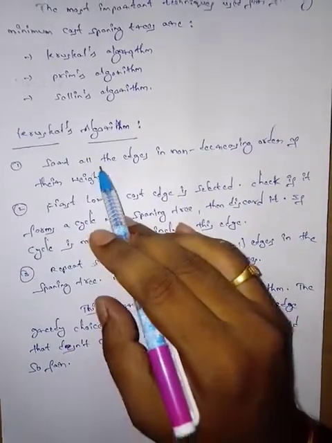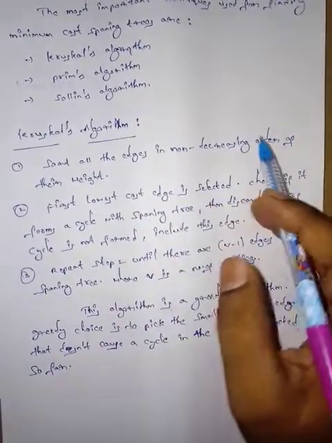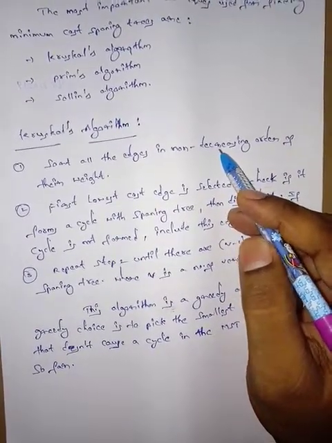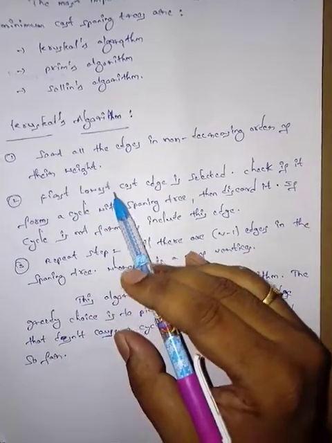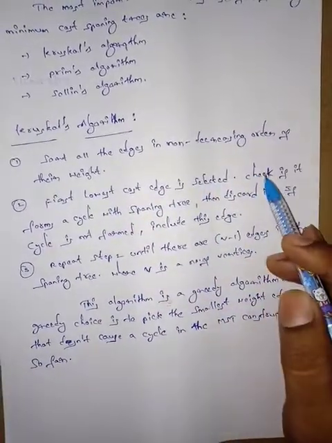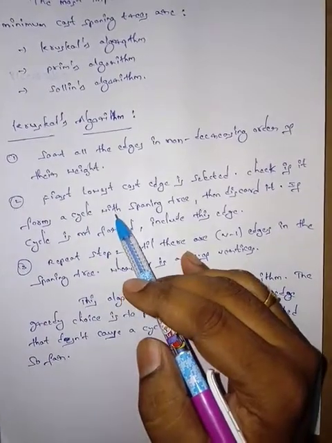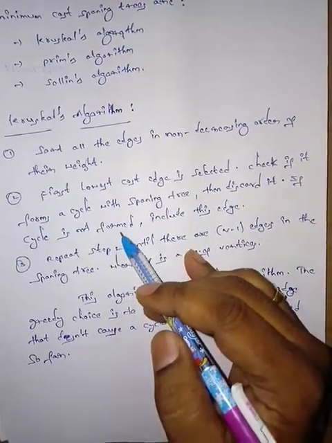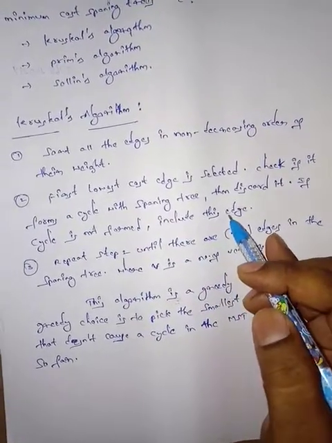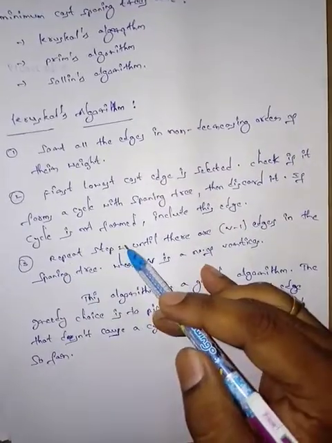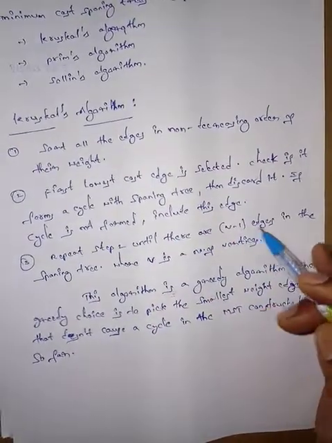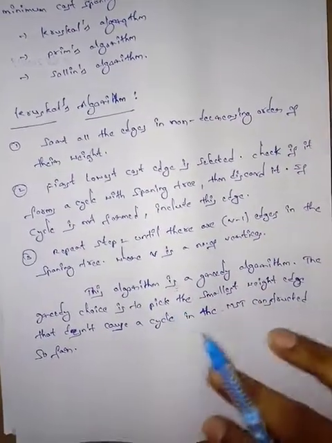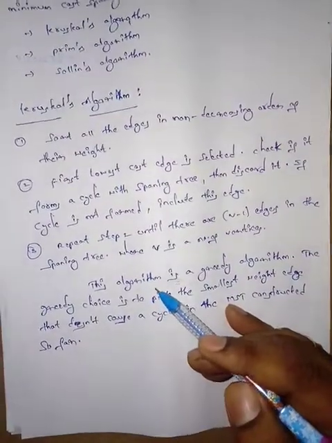Step 1: sort all the edges in non-decreasing order of their weights. Non-decreasing means placing all the edges in increasing order. Step 2: select the lowest cost edge. If it forms a cycle with the spanning tree, then reject it. If a cycle is not formed, include that edge. Repeat step 2 until there are V minus 1 edges in the spanning tree, where V is the number of vertices.